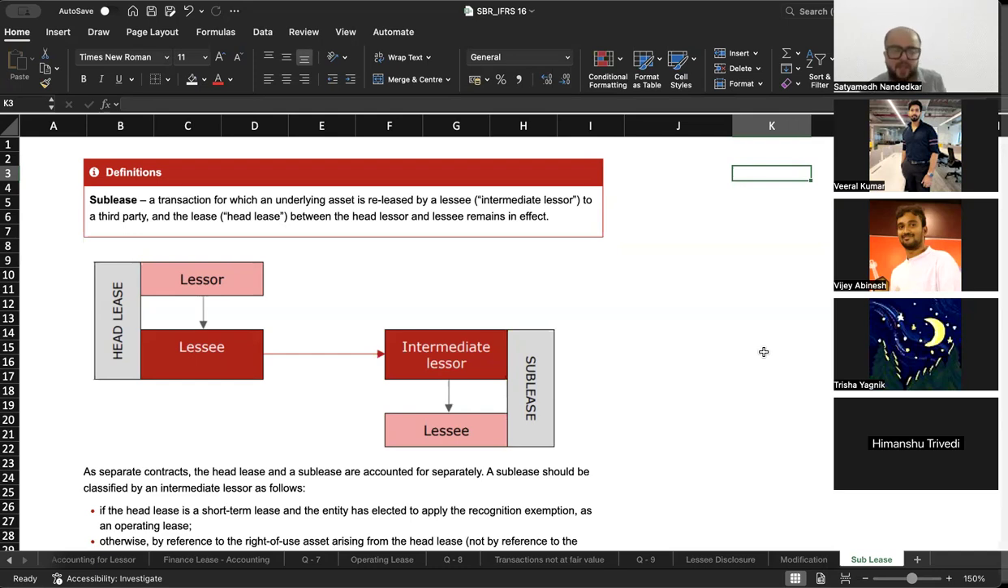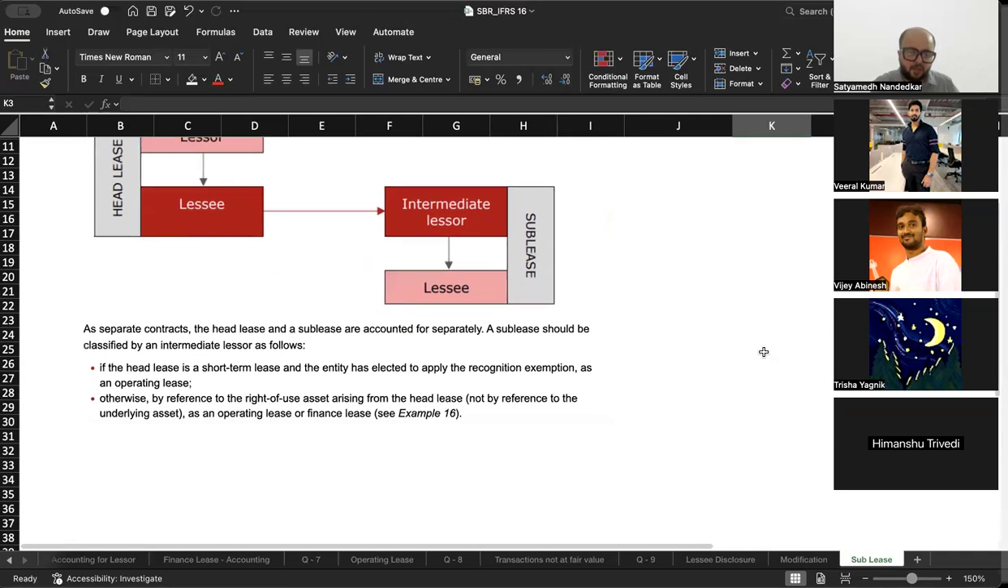Now, in some agreements in real life, many agreements have it written that you are not allowed to sublet once again. You are not allowed to sublet. That is specifically mentioned in the lease agreement. As separate contracts, the head lease and sublease are accounted for separately.